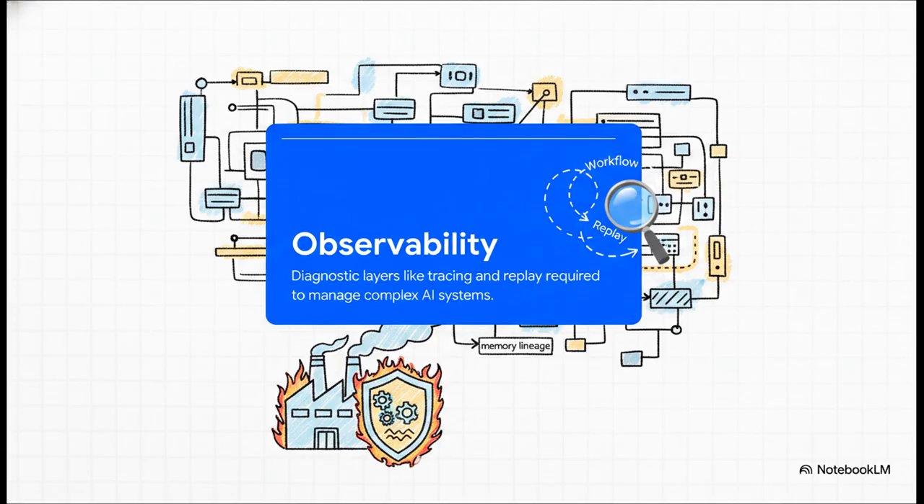The ultimate solution to that crisis is observability. These are the foundational diagnostic layers, things like agent tracing, workflow replay, memory lineage. These are strictly required to manage these complex AI systems. If a business actually wants reliable AI, observability is not just some nice-to-have dashboard. It's an absolutely mandatory layer of infrastructure that literally keeps the whole factory from burning down.